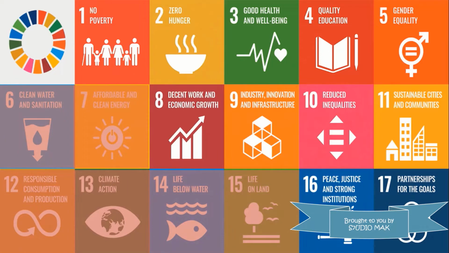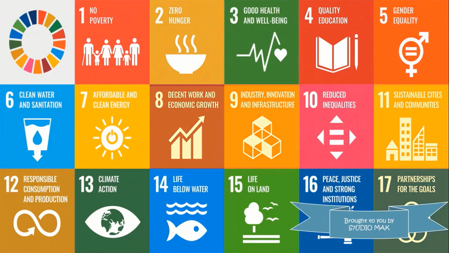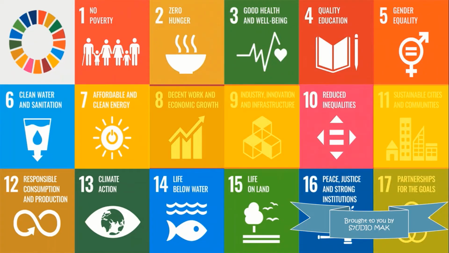They all are related to the environment: clean water and sanitation, responsible consumption and production, climate action, life below water, life on land. And now you will see the blue highlighted ones are the social sustainable development goals: no poverty, zero hunger, good health and well-being, quality education, gender equality, reduced inequalities, peace, justice, and strong institutions. And these are some economic sustainable development goals: decent work and economic growth, industry, innovation, infrastructure, sustainable cities and communities, and lastly, partnership for the goals.